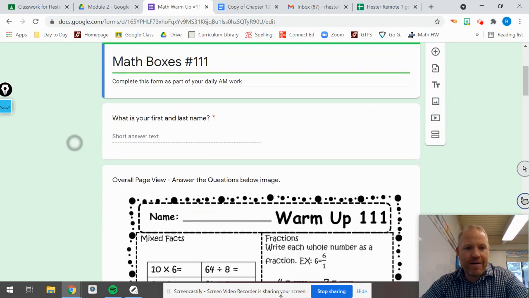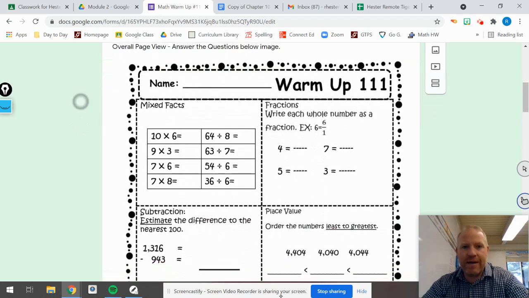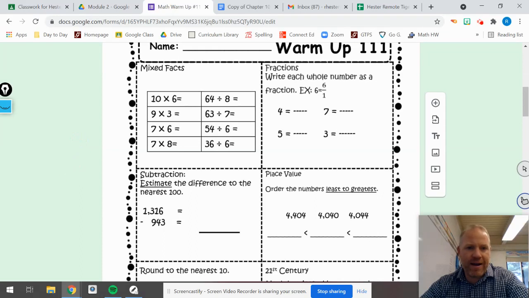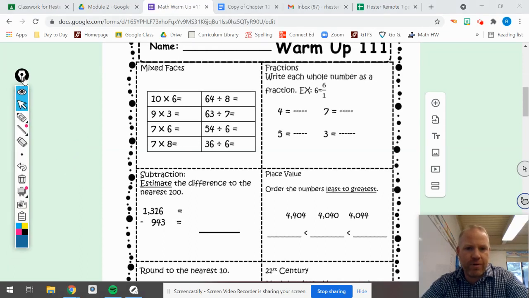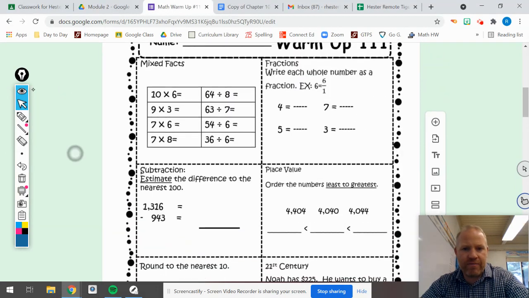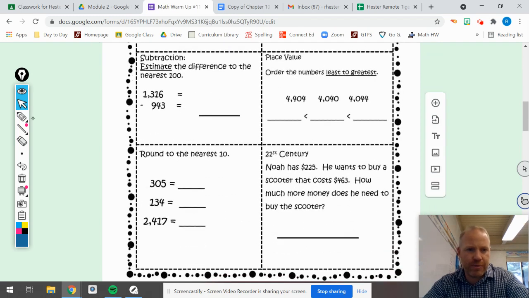We have, what is your first and last name? Make sure you put that on there. Have a pencil and a piece of paper to write some math down. Starting off with mixed facts, we have multiplication and division. Moving on, we have subtraction, rounding to the nearest 10, fractions, place value, and our challenge problem.